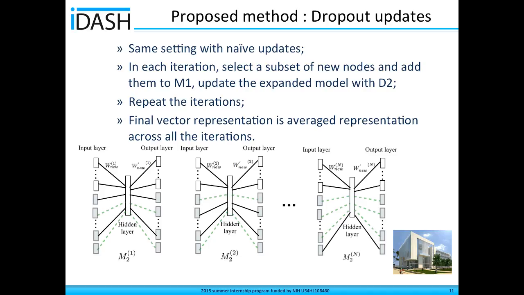This idea comes from our thinking that the difference between the new model and the global model is the new nodes which are added. So we want to minimize the new nodes. That's why we only select a subset of the new nodes.